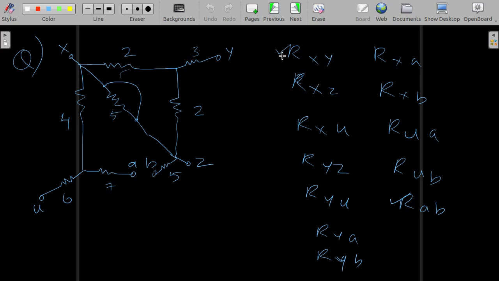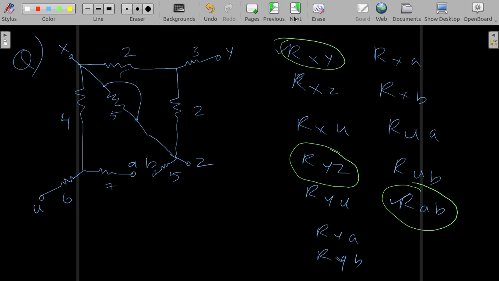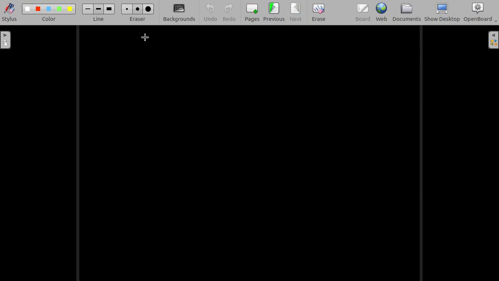We will just do one more example. We did these two. We will just randomly pick one more, and the rest you will have to do as homework, right. Let's take this R_YZ. Let's redraw the circuit for R_YZ. So what happens for R_YZ?